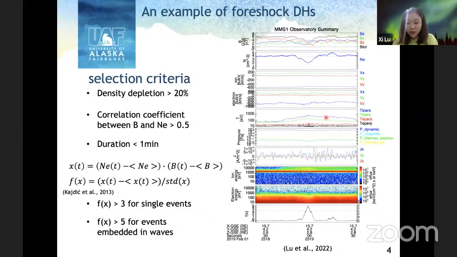For this event, the density depletion is over 50%, and the correlation coefficient between the magnetic field and the electron density is 0.89. The duration in the core region is roughly 14 seconds, and the function value here is close to 5. Then we performed a statistical analysis of events like this that we identified using these criteria. The low dynamic pressure of density holes may disturb the bow shock and magnetopause and have potential geoeffects.